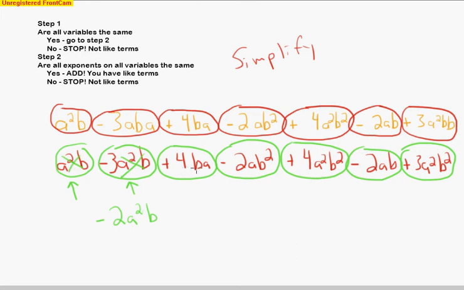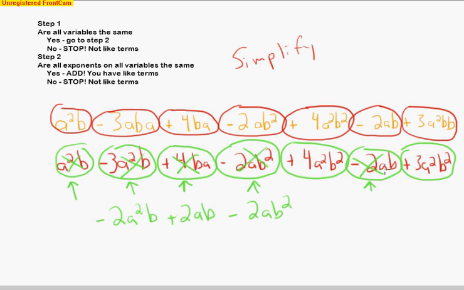Here we've got 4 BAs. Any other BAs? Just b to the first, a to the first. Well, this one's b squared. That don't work. A squared b squared. Here's one. And the last term is a squared b squared. So we have positive 4ab and negative 2ab for a total of positive 2ab. We've got ab squared. Doesn't match up with this one. This is a squared b squared, and this is also a squared b squared. So this guy is on his own.